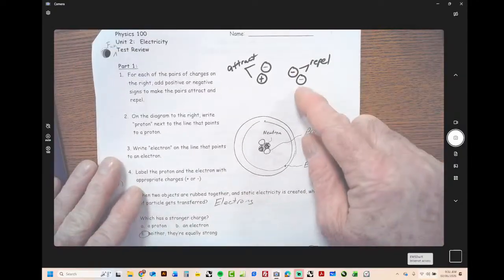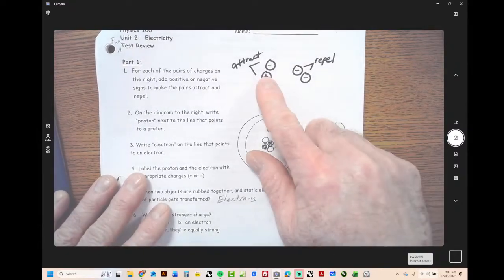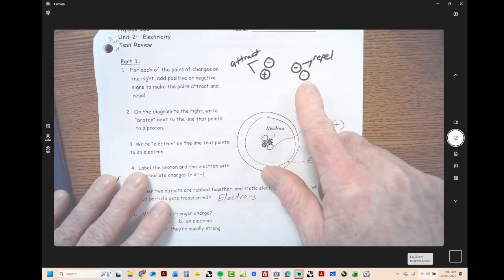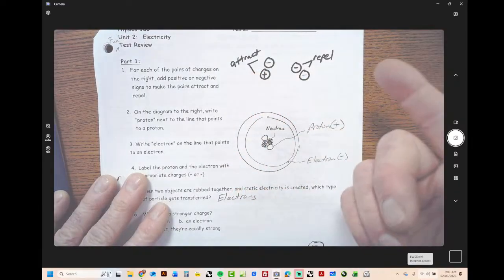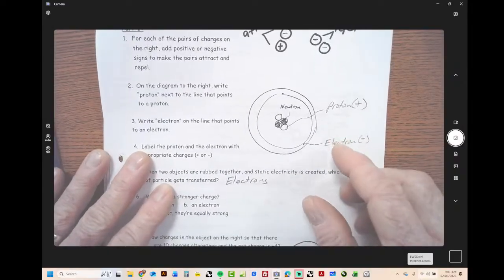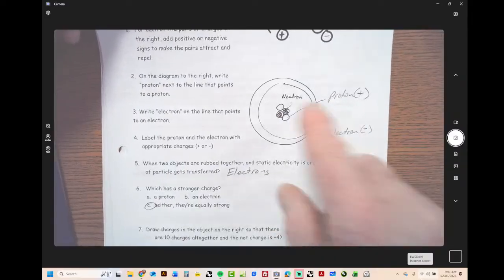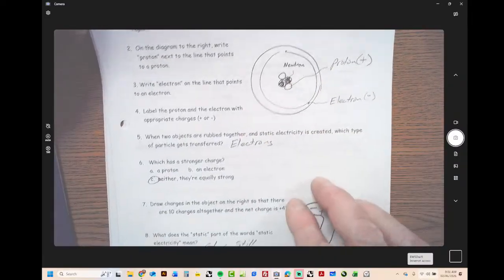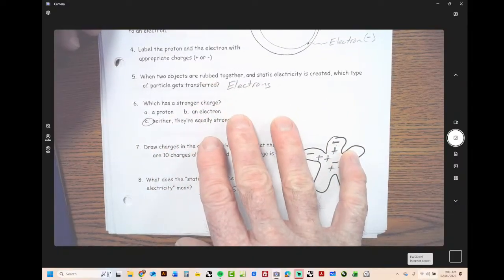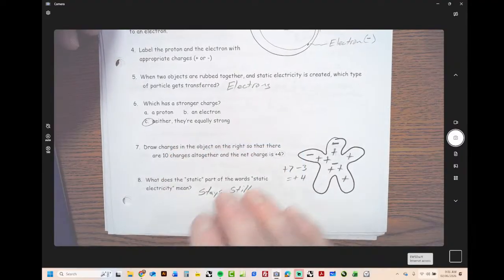So you'll have a page like this where you have, this one people did really well on. You know, you have to draw in charges to make something repel or attract. As long as you know opposites attract, like charges repel, you're good. Got to know a proton from an electron, where they are, what their charges are. You have to know when you rub things together which charges actually move. You need to know the relative strengths of charges.